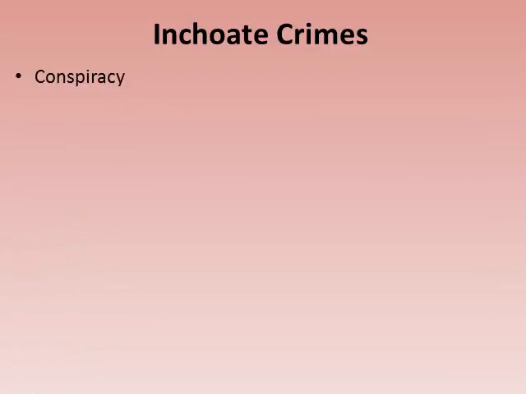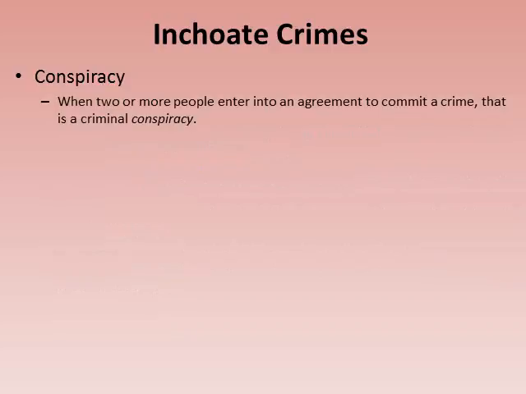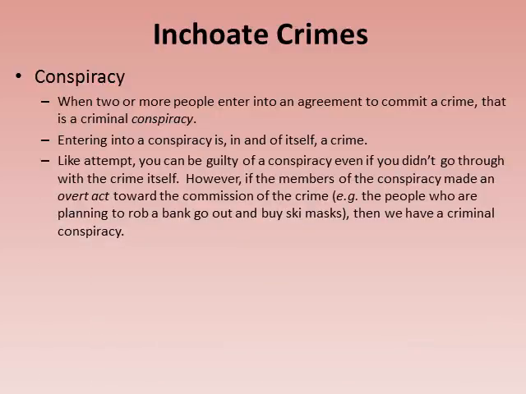Another type of inchoate crime we have is called conspiracy. A conspiracy happens when two or more people enter into an agreement to commit a crime. Just entering into that agreement is the conspiracy that we can punish in and of itself. Coming to that agreement with someone else to go commit a crime, that's a crime. Like an attempt, you can be guilty of a conspiracy even if you didn't go through with the crime itself that you're intending to commit.